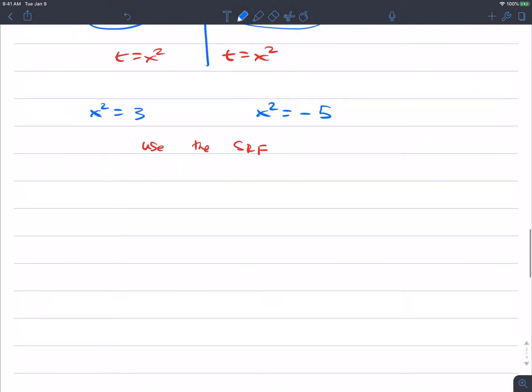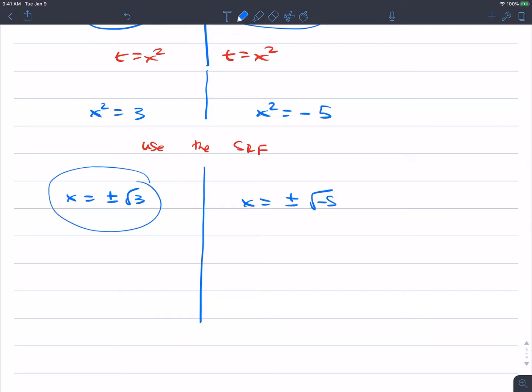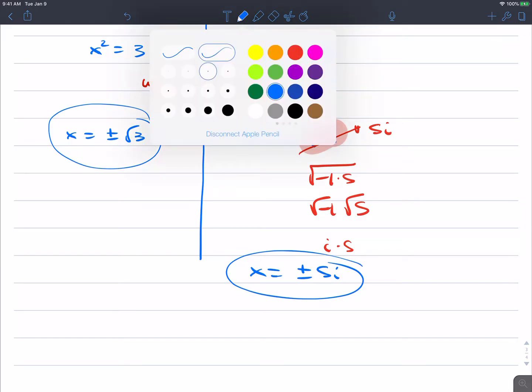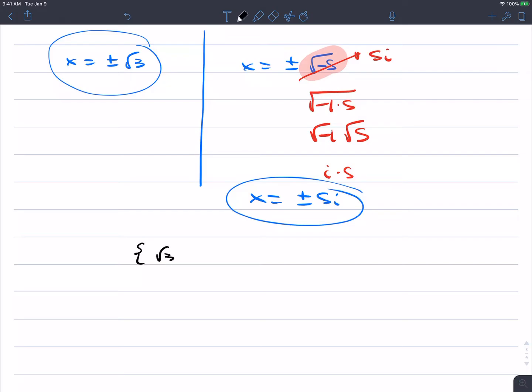We have the following. x will be plus or minus the square root of 3 by the square root formula. x will be plus or minus the square root of negative 5. Now you're done here because you can't simplify that radical. But on the right side here, we can simplify this radical. That will become the square root of negative 1 times 5, and the square root of negative 1 is i, so this is i times the square root of 5. So x will be plus or minus i square root of 5. You notice we have four solutions here: positive square root of 3, minus square root of 3, i square root of 5, and minus i square root of 5. These are the solutions.